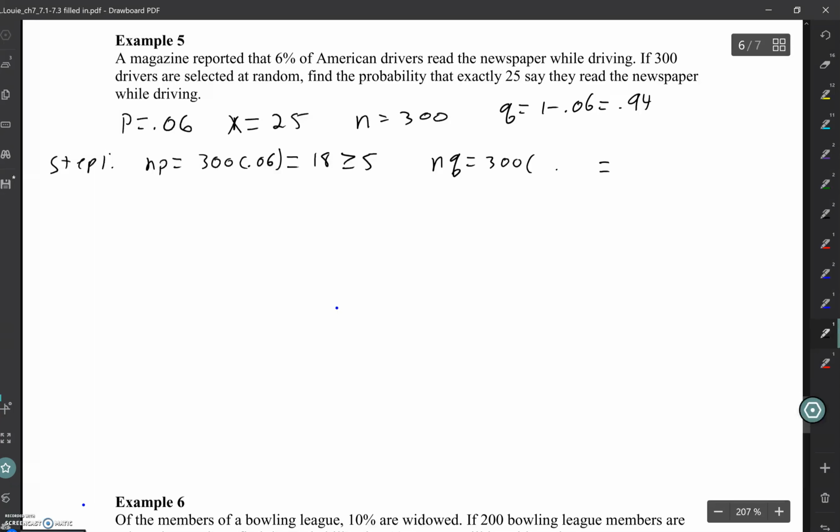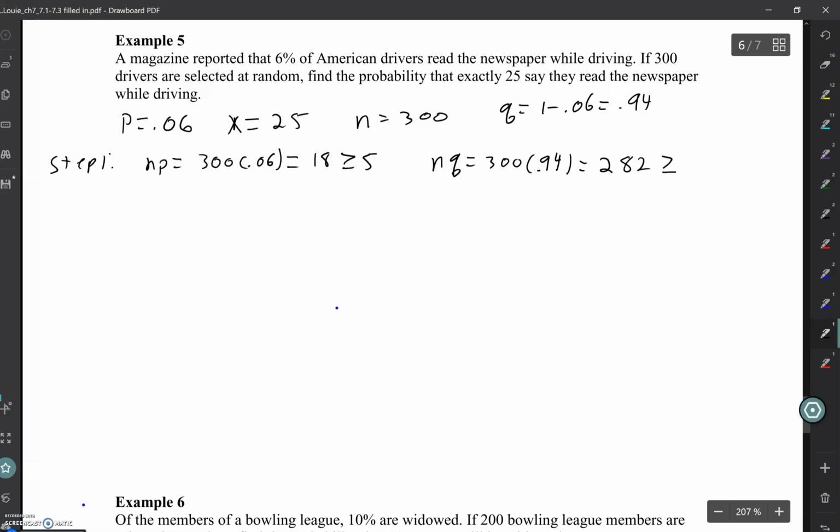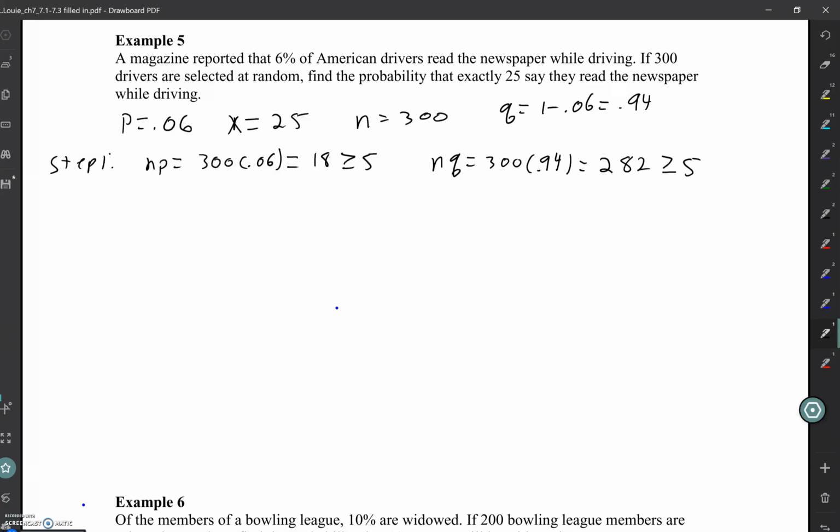So we're going to do 300 times 0.94 for the second part of the check. And what does that give us? 282. Now your two pieces here should add up to the total amount, because you've got two groups. The 18 and the 282 go back to your total of 300 samples. Both of these are greater than or equal to 5, so the conditions to do the normal are met.